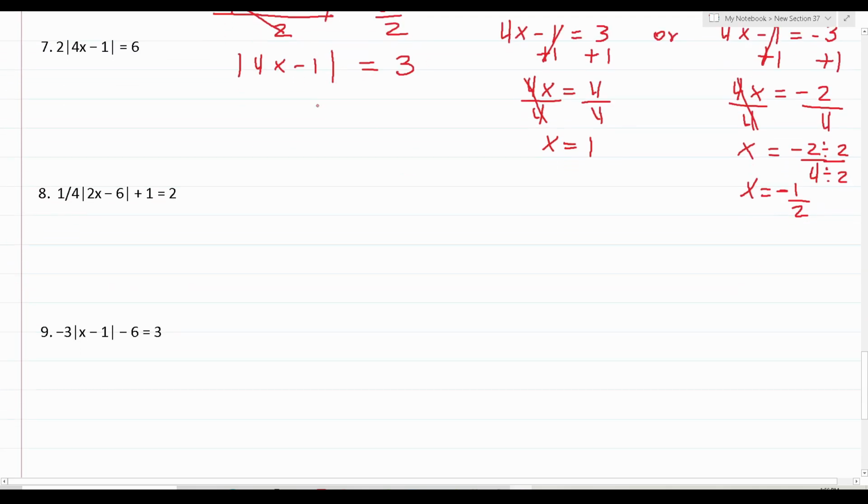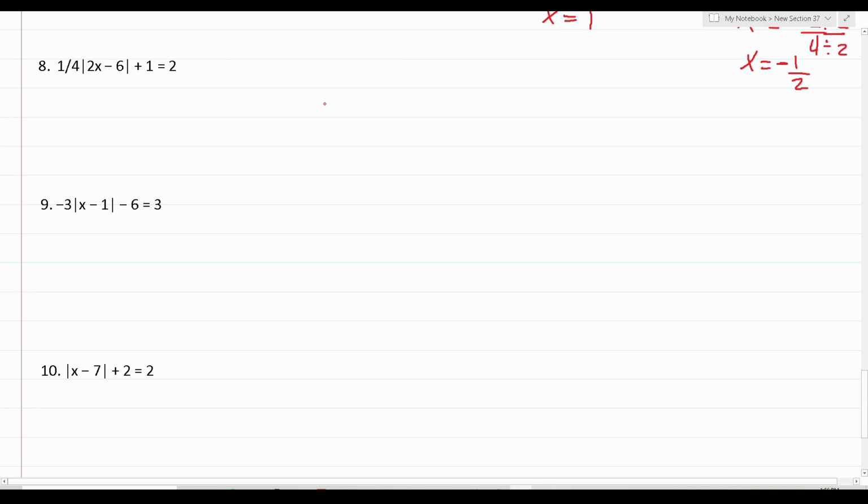And you may have noticed that these questions are getting a little more difficult as we progress through this section. For number 8, you can see that we have 1/4 times the absolute value of 2x minus 6 plus 1 equaling 2. Of course, our absolute value is not isolated, so that's going to be the very first thing I'm going to do in this case. So let's just copy this down.